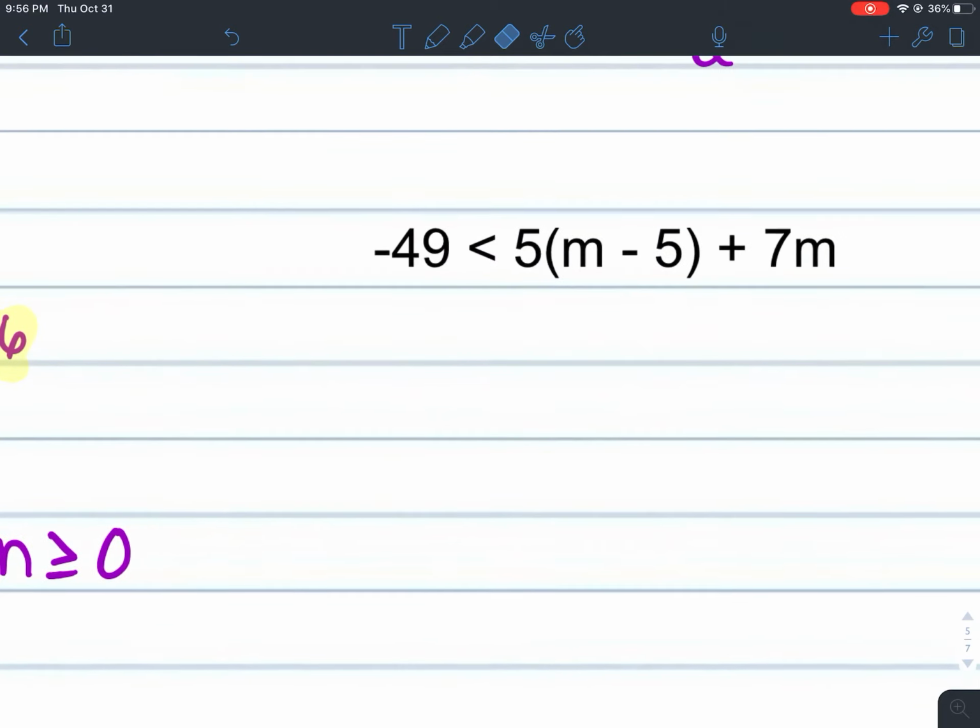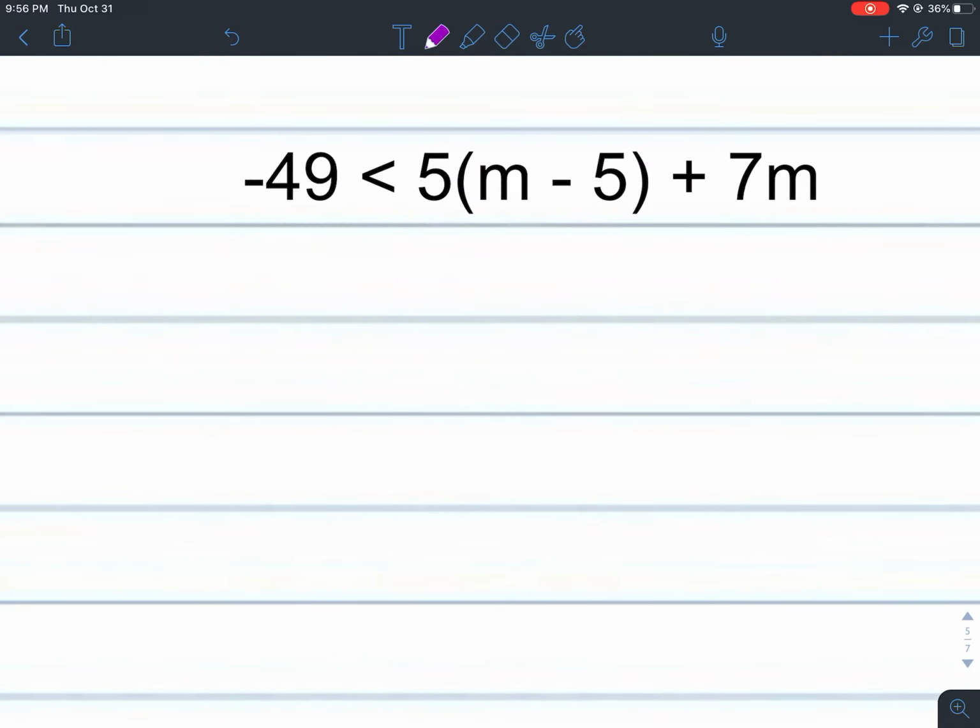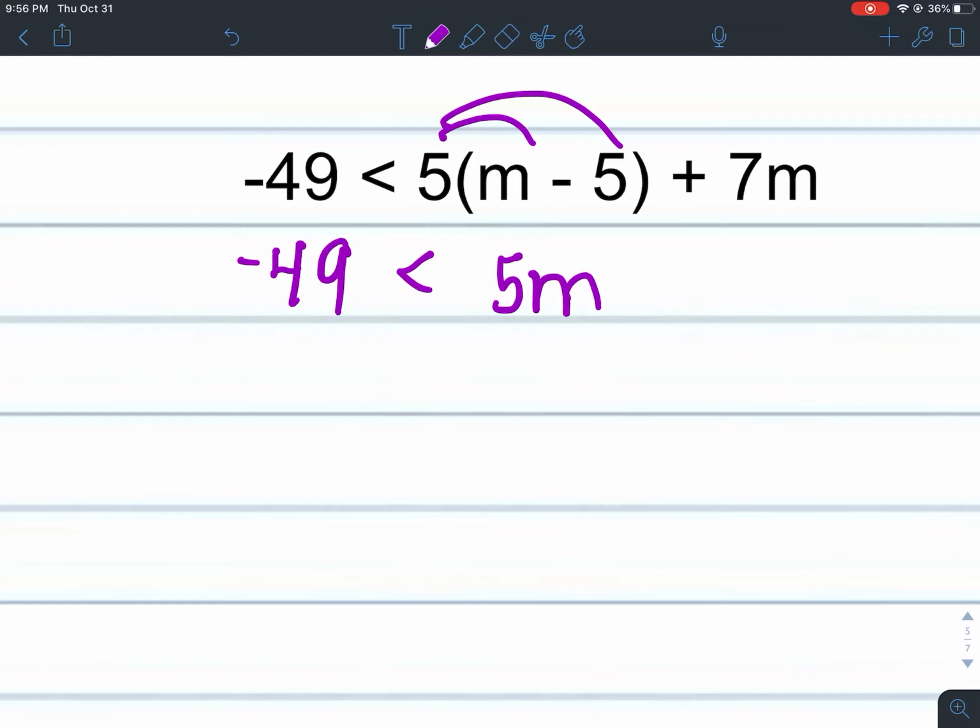The next one, kind of the same procedure. We're going to be distributing, bringing down everything else. Negative 49 is less than 5n. Remember, you're doing 5 times negative 5, negative 25, plus 7m. Then we're going to combine our like terms. So that's going to be 12m.